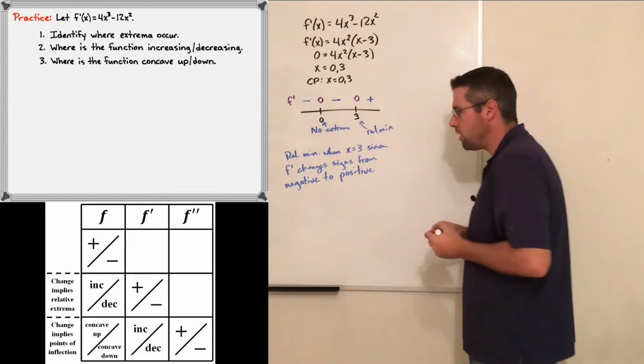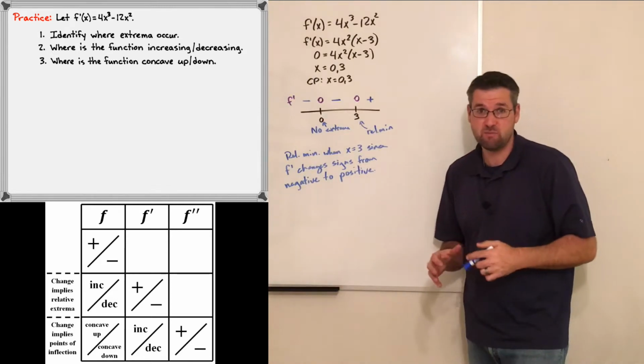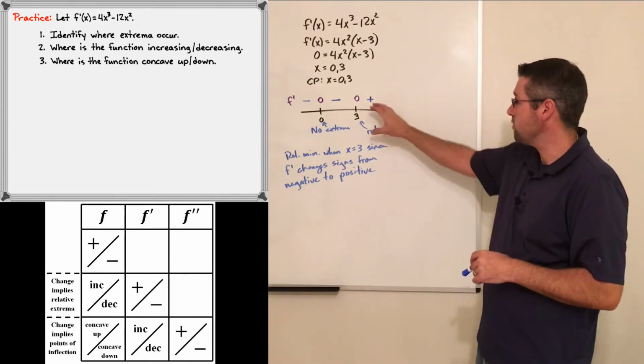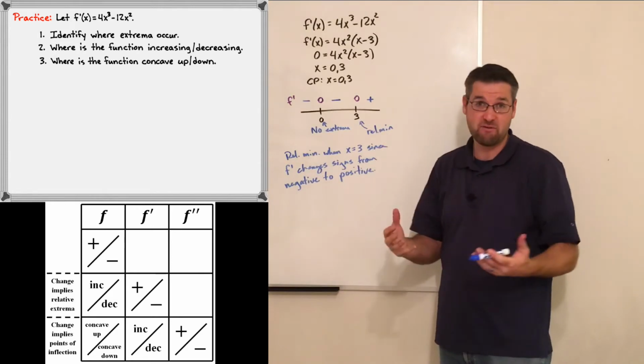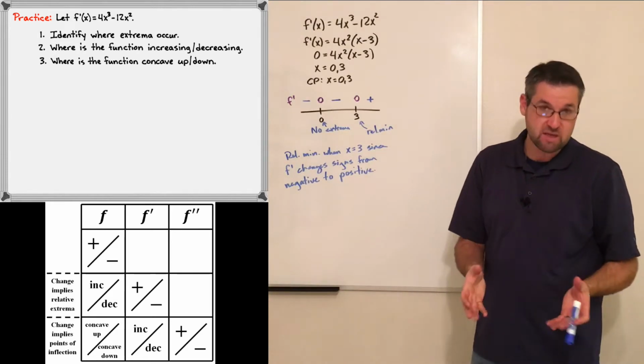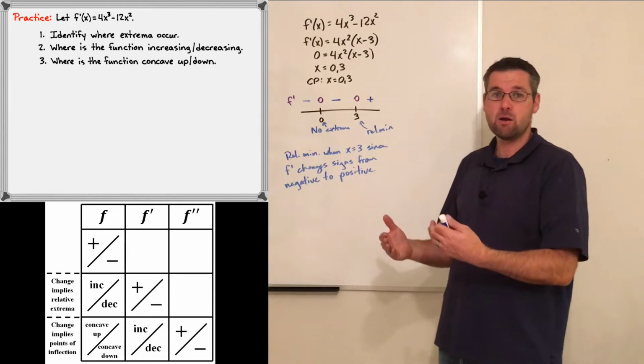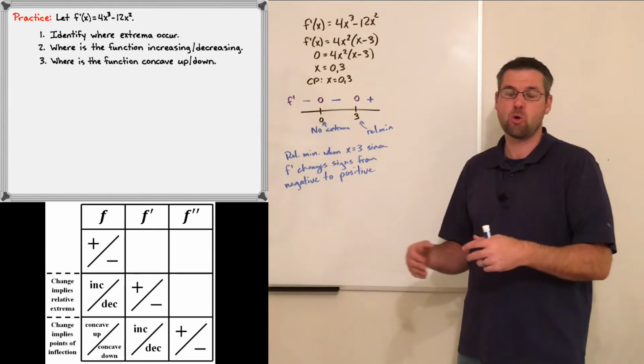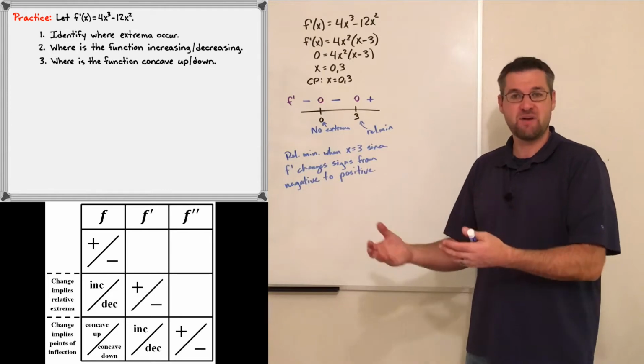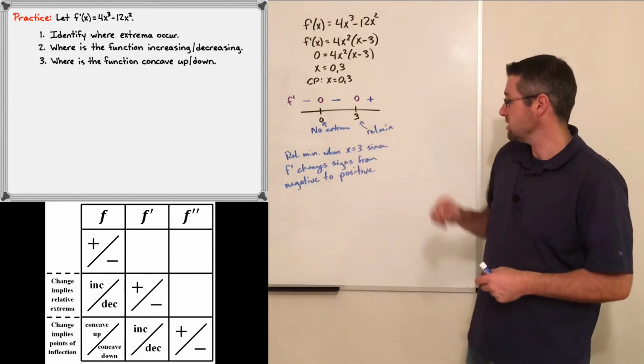Now, if I wanted the actual coordinate for that relative minimum, I would then take the x value 3 and plug it back into f of x. But I'm not given f of x here, so I can't do that. So the only thing I can do is identify where the extrema occur, or in other words, for what x values the extrema occur, and that is when x equals 3.